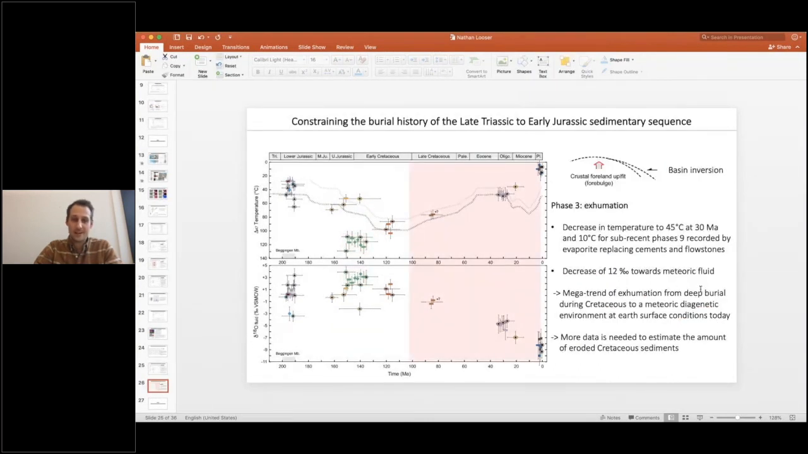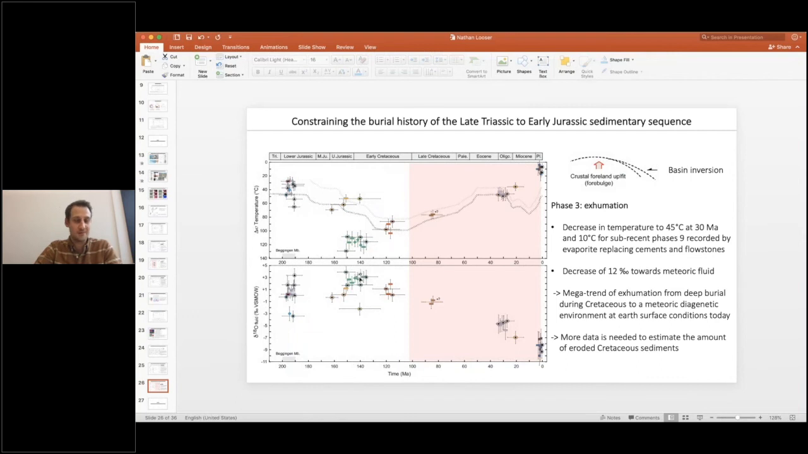So the last phase that we see here is exhumation. We see a decrease in temperature from above 120 degrees to above 45 degrees at 30 million years, and finally then even more decrease towards like 10 degrees. So this is actually a mega trend of exhumation that we see starting in the Cretaceous and lasting until today.